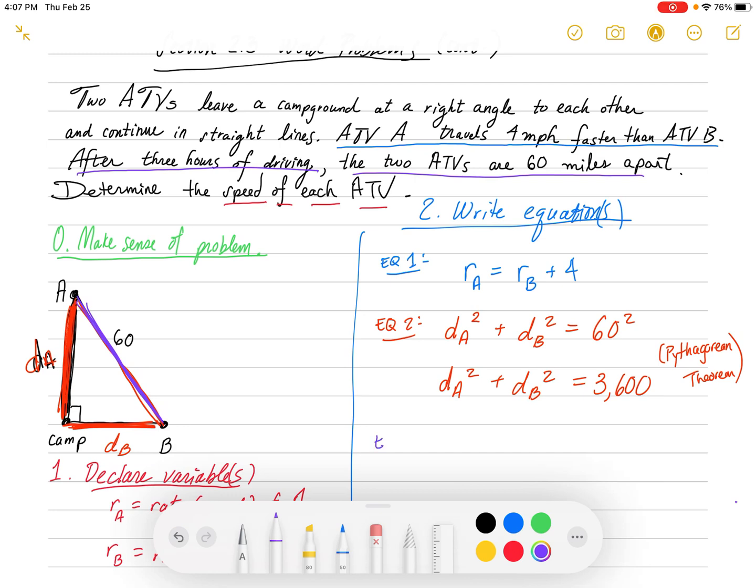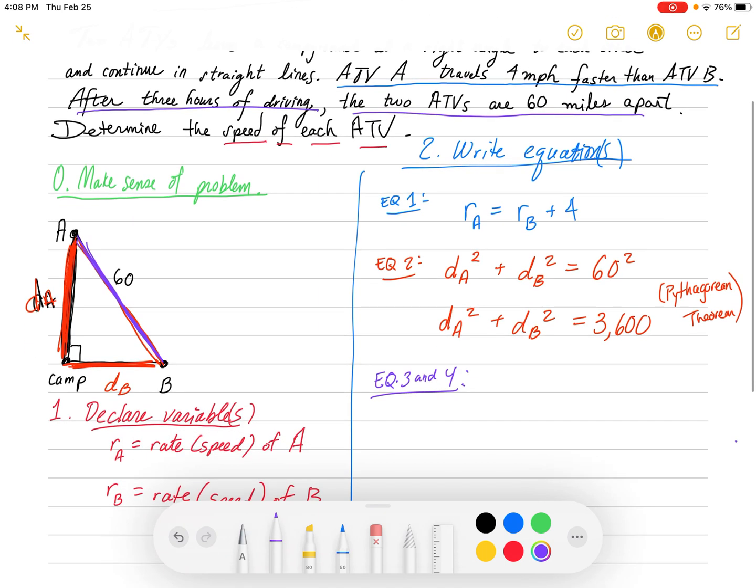We could use distance, rate, and time. Let's call these equations 3 and 4. Distance, rate, and time. So remember that distance equals rate times time. It's a famous formula. So the distance that A travels is the rate of A, or the speed of A, times the time.